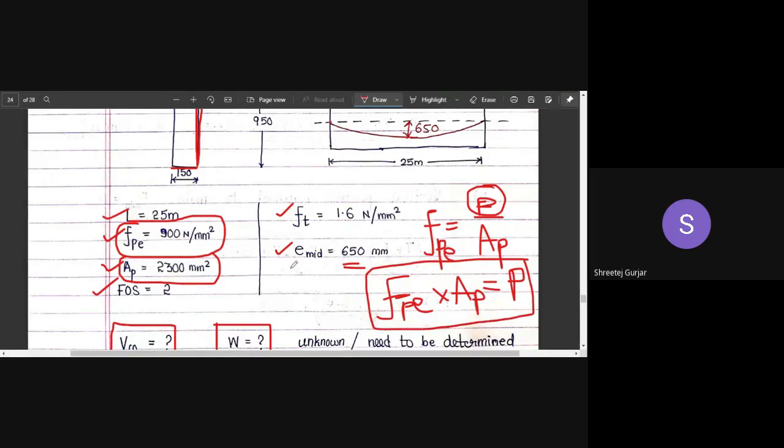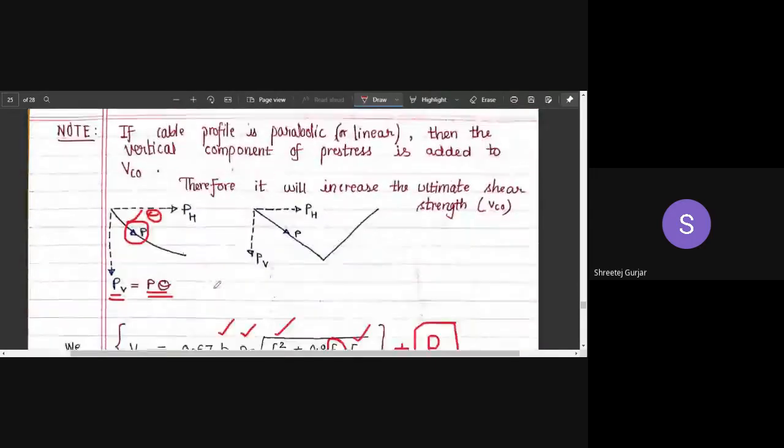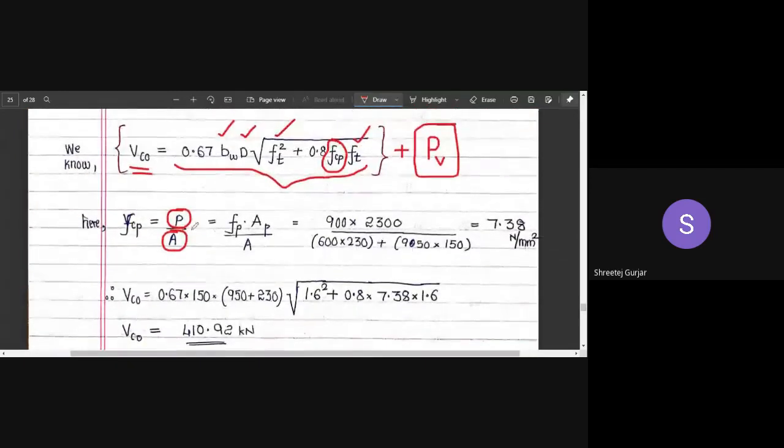Okay, so this is how you can arrive at this particular formula, which is what is used over here. P is nothing but FP into AP divided by A. A is the total cross section of the beam, right? So effective pre-stress is given as 900 into AP, the area of steel, which is 2300, divided by the area of the total cross section of the beam. So if you substitute, we get FCP. FCP is 7.38 Newton per mm squared.